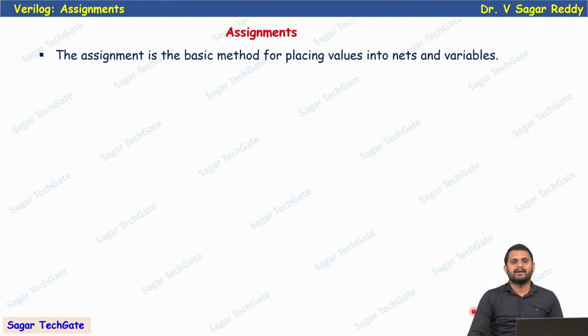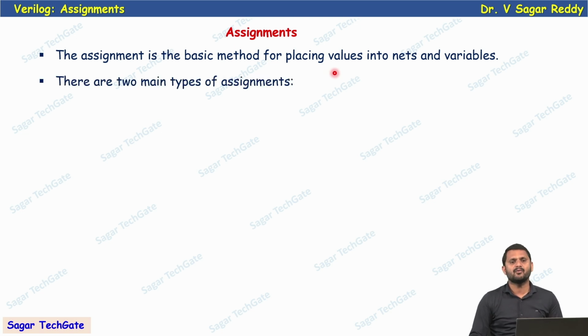So what is meant by assignment? An assignment is the basic method of placing values into nets and variables. In Verilog, we have two data types, especially from a hardware connection point of view. One is a net, that is a wire type, and another is a variable type, that means a reg type. So placing a value onto these nets or variables is known as an assignment.